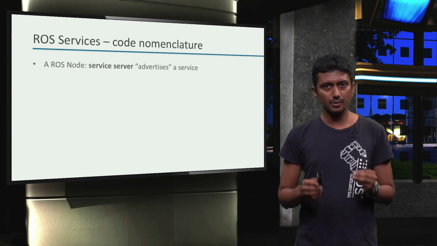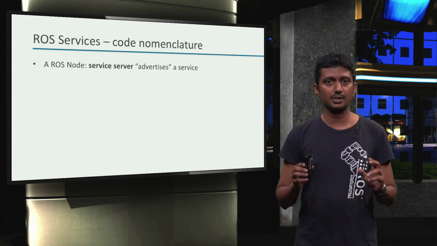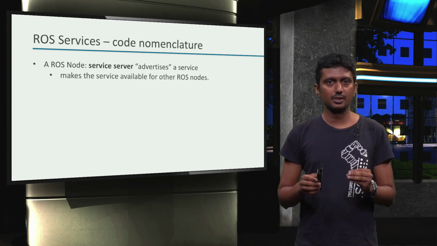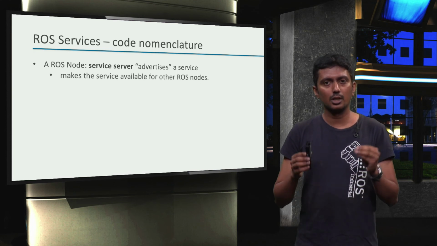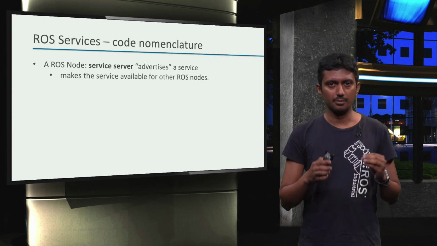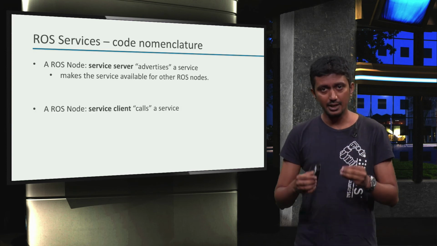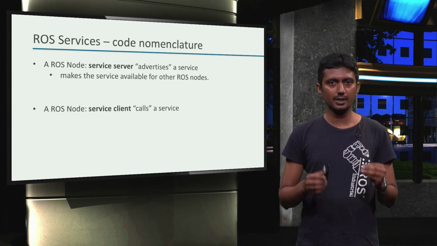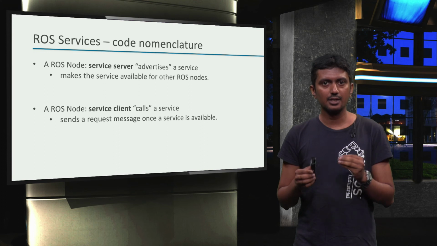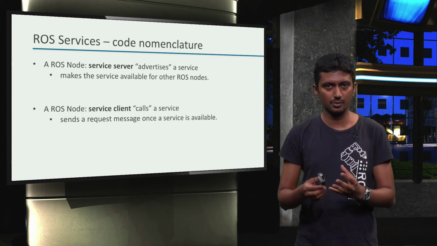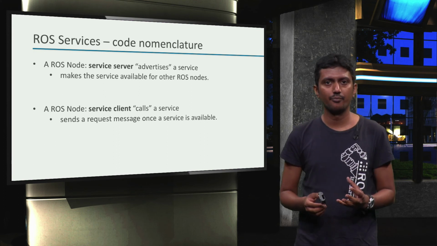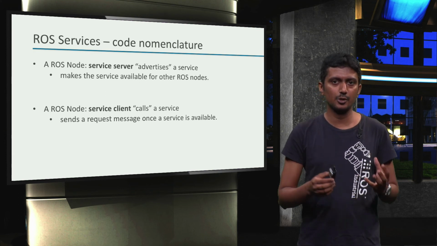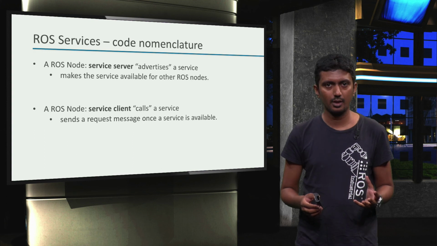A service server ROS node advertises a service. As a result, this service is now available for all other ROS nodes. Similarly, a service client ROS node calls a service. That is, a service client can send a request message to the service server once the service is available, and the outcome of the service execution will be populated to the response message by the service server.